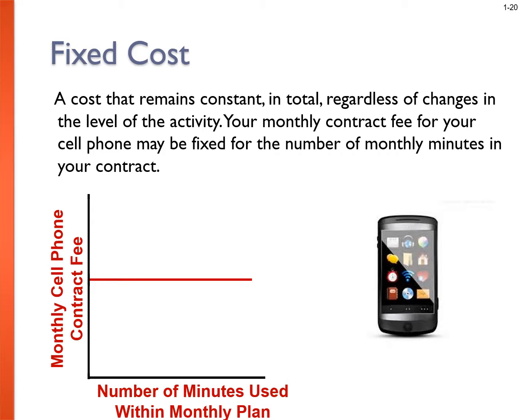Fixed cost is different. Fixed cost remains constant whether you produce 0 texts or 100 texts, and it's always the same dollar amount. It doesn't increase as your texts increase overall. So it's a cost that remains constant in total regardless of changes in the level of your activity. For instance, your monthly contract fee for your cell phone may be fixed. Rent on a building, fixed. Whether you produce something in the building or not, you still have to pay the rent. That's what we're talking about here.